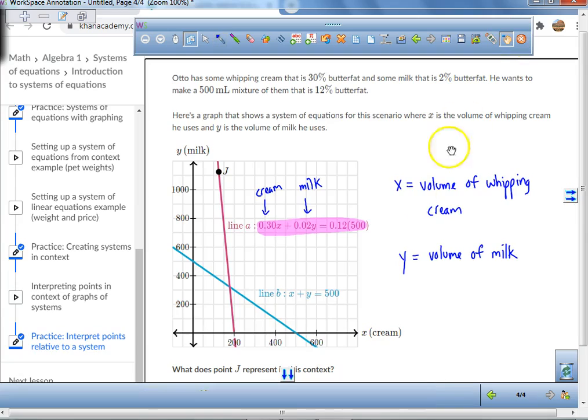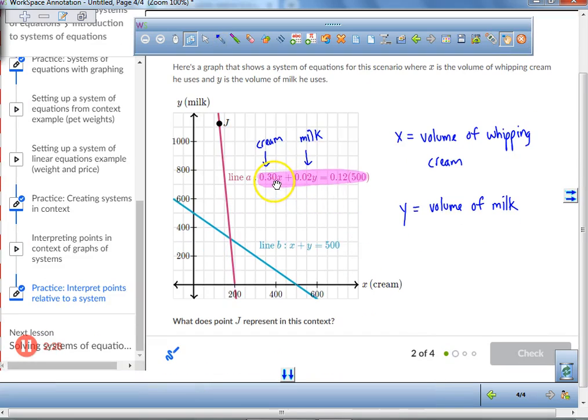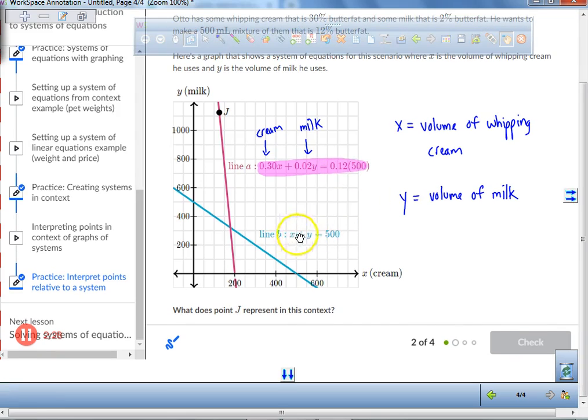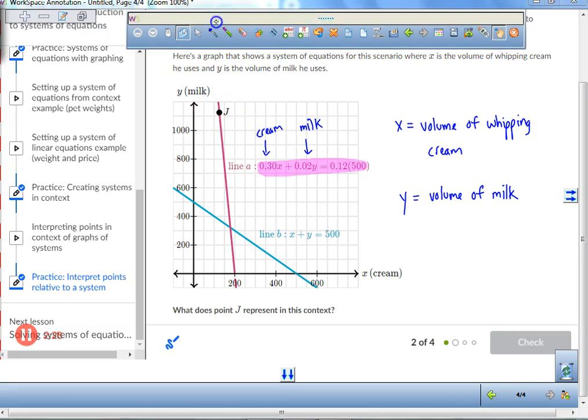We'd definitely have to, actually, my bad, I said that wrong. There's going to be more milk than there is cream because we're going down in percentage. We're going from 30 to what? 12%. Now, what does x plus y represent? X plus y represents the total volume of them together. So we know we're going to have a total of what? 500 milliliters together. So we have to figure out what J represents. What does J represent? Let's check it out.